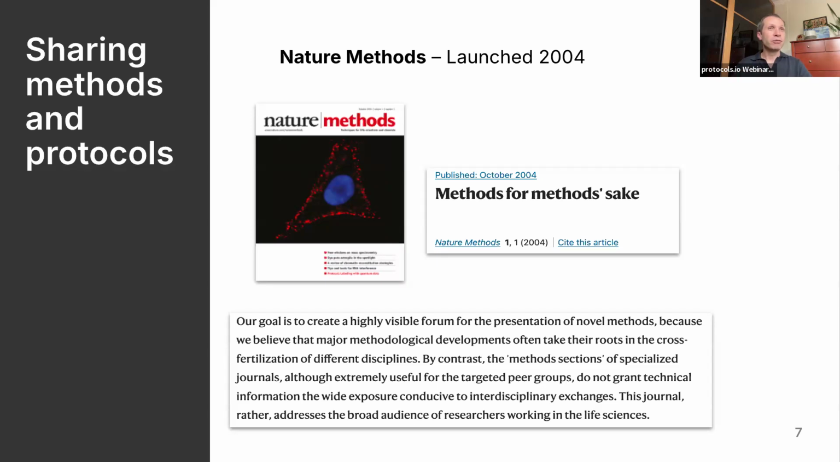So if we go back just 20 years, so 2 decades back, Nature Methods, which is now a pretty well-known established journal, was launched only 20 years ago. And you can see here in the 2004 announcement of a new journal from the Nature portfolio, as Nature Methods was being launched, there was an article accompanying the launch, which included this paragraph saying that the goal is to create a highly visible forum for the presentation of novel methods. And they wrote, because we believe that major methodological developments often take their roots in the cross-fertilization of different disciplines. By contrast, the method sections of specialized journals, although extremely useful for the targeted peer groups, do not grant technical information the wide exposure conducive to interdisciplinary exchanges.